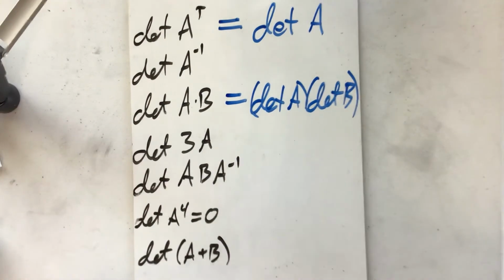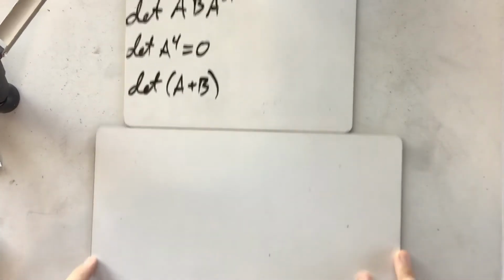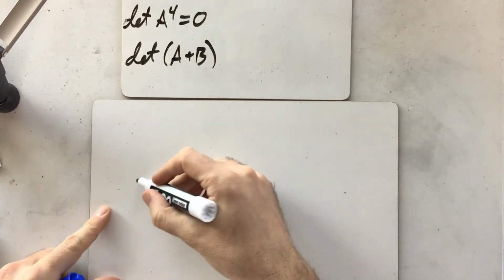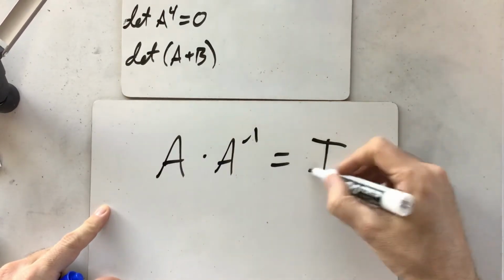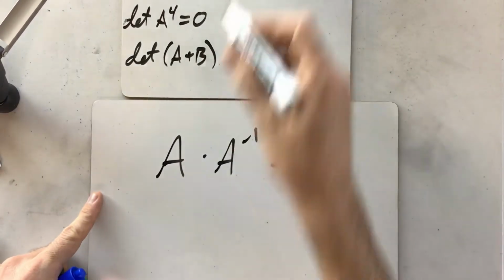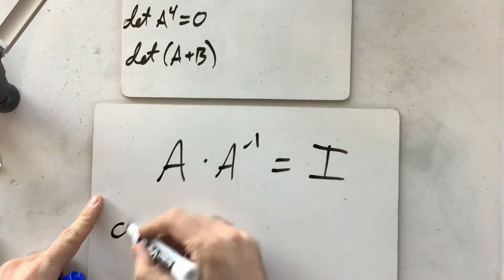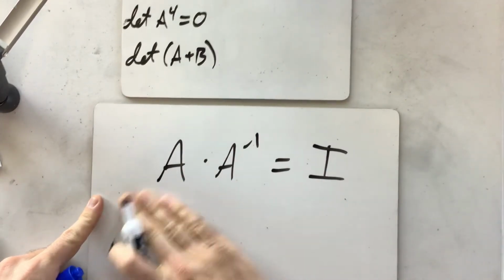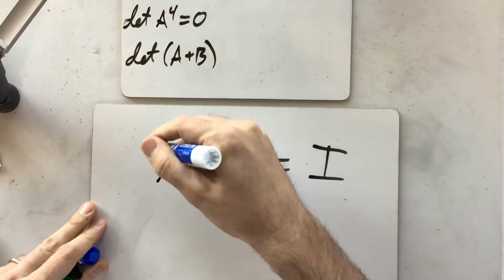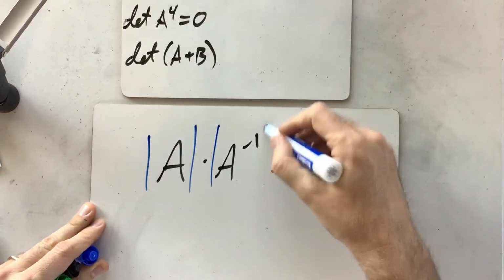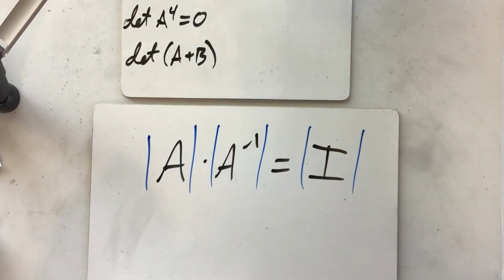So what about the determinant of A inverse? Well, what I would do there is recognize that A times A inverse has to equal the identity. And then if I use the fact that these things multiply, let's use our fancy notation, that means that the determinant of A times the determinant of A inverse equals the determinant of the identity.